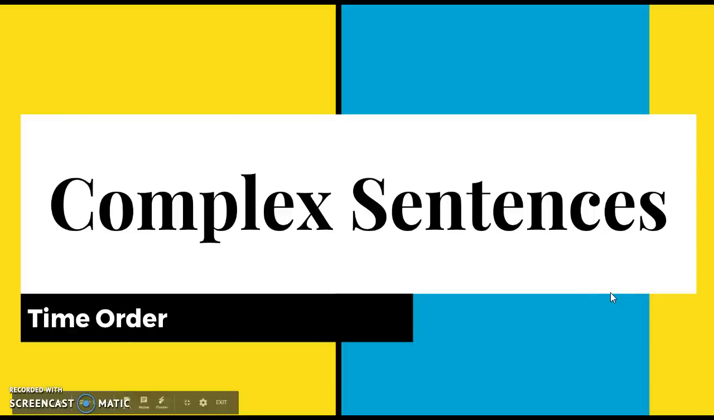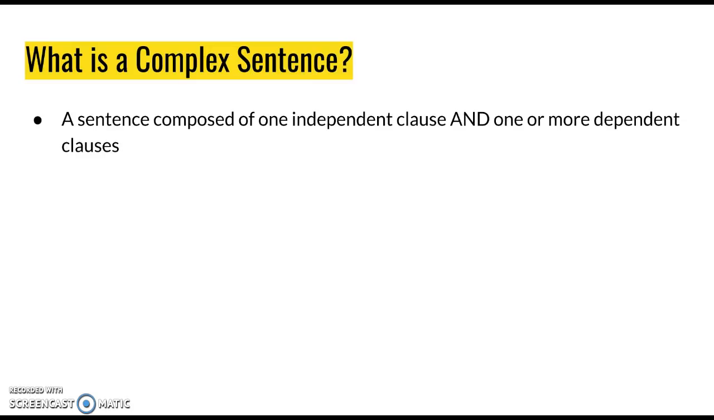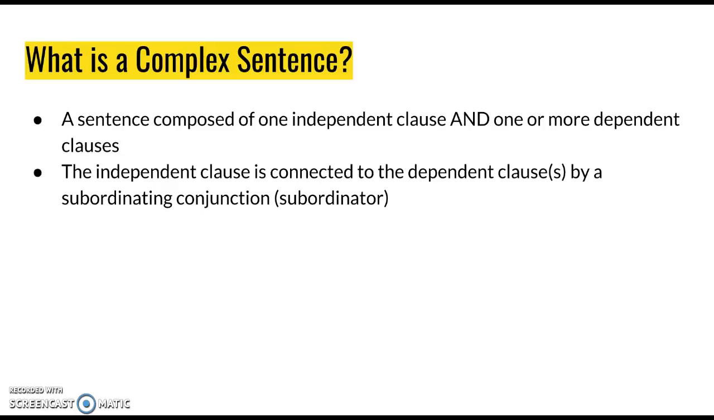In this short video, we'll be discussing complex sentences, specifically complex sentences that show time order. What is a complex sentence? A complex sentence is a sentence composed of one independent clause and one or more dependent clauses. If you're not sure what an independent clause and a dependent clause are, make sure you review that before you move on. The independent clause is connected to the dependent clause by a subordinating conjunction, also known as a subordinator.